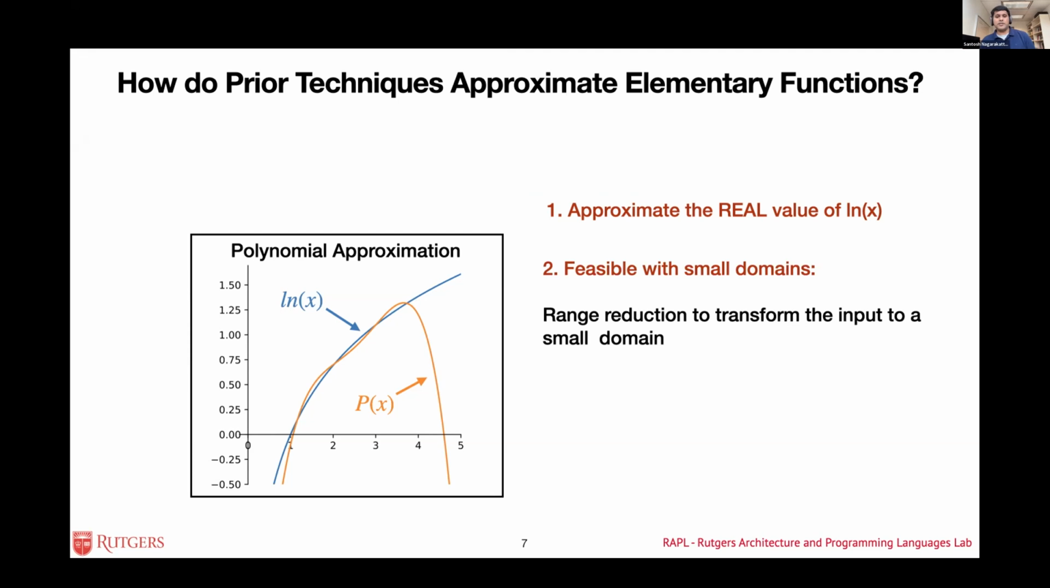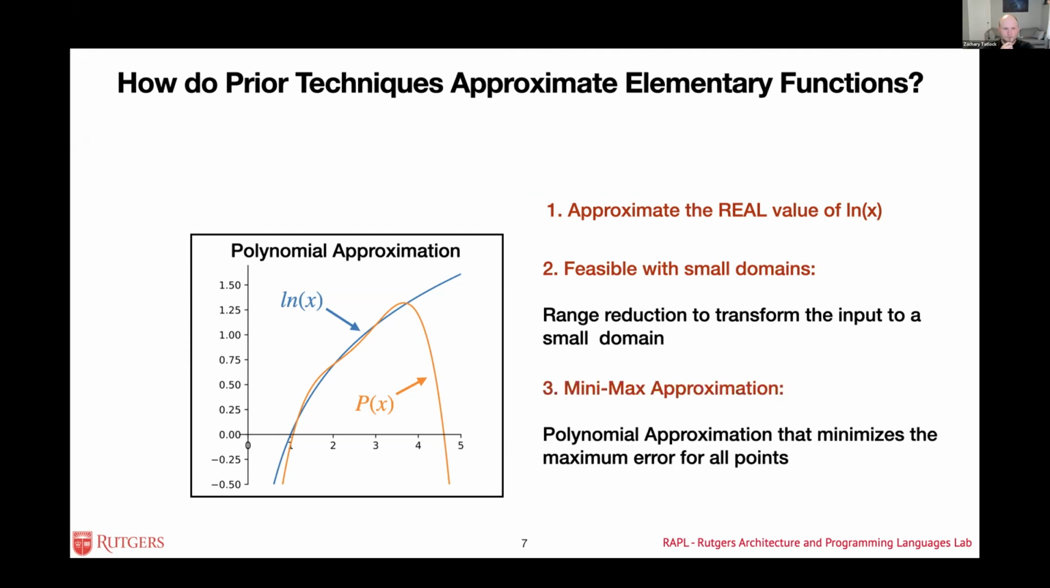And once you have range reduction, you use classic approximation techniques. One such technique is minimax approximation. Over the small domain, you generate a polynomial that minimizes the maximum error across all points. Then you evaluate the polynomial over this small input, produce the result, and then compensate it to produce the result for the original input. So effectively, you have three parts: range reduction, output compensation, and polynomial evaluation after you generate the minimax polynomial approximation.